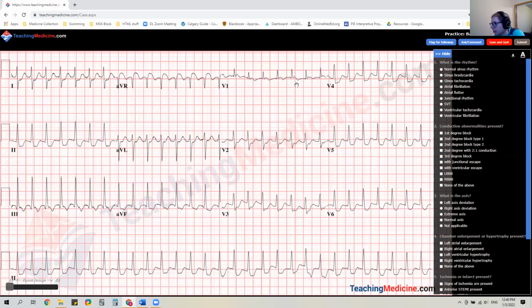Hypertrophy. I don't think there's hypertrophy here, so no atrial hypertrophy. And ventricular: up, up, up. Maybe this is a right ventricular hypertrophy because it's going up here. Could be. It looks like a right ventricular hypertrophy.